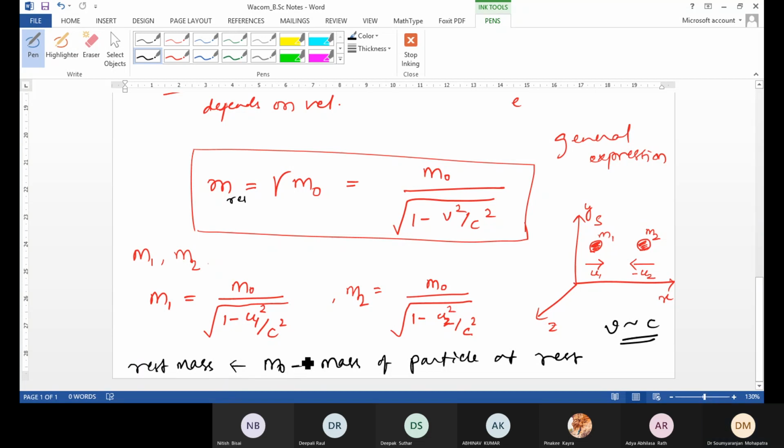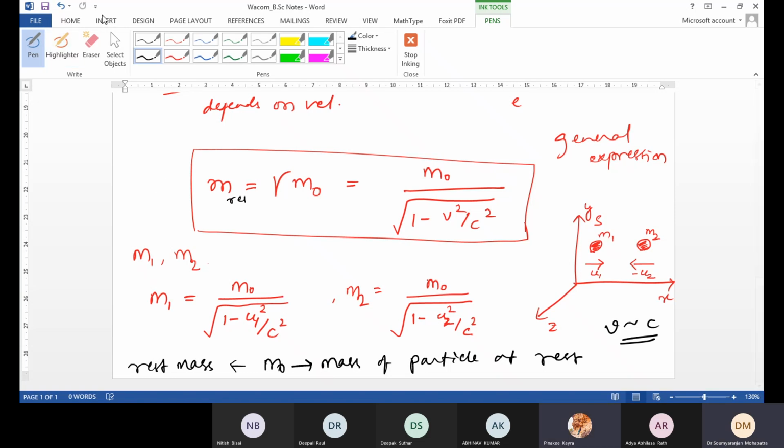Understood? Is it clear? Sir, it will only happen when v is nearly equal to c. Yes, when it is nearly equal to c. Anything moving less than the speed of light, or very much less than the speed of light, there is no need of considering this relativistic mass. That is why we do not see any relativistic effect on Earth. We do not experience that.